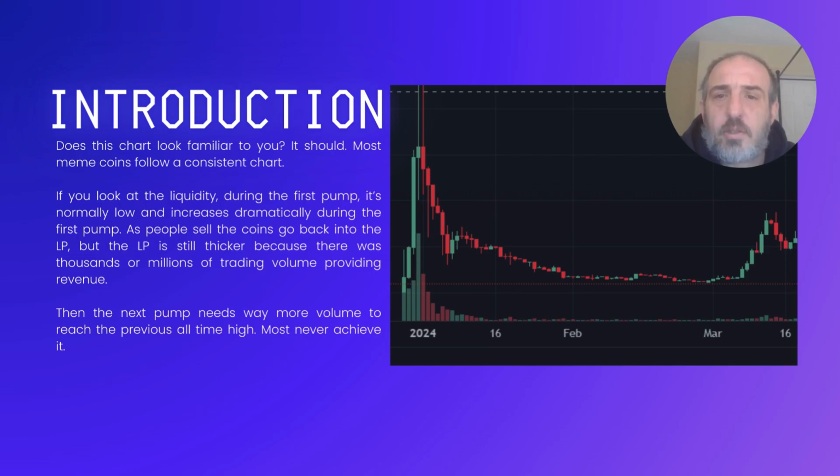Does the chart on the screen look familiar to you? It should. Most meme coins follow a chart that looks very similar to this. If you look at the liquidity during the first pump, it's normally low and increases dramatically during the first pump. As people sell the coins, they go back into the LP, but the LP is still thicker because there was thousands or millions of trading volume providing revenue. Then the next pump needs way more volume to reach the previous all-time high. Most never achieve it.